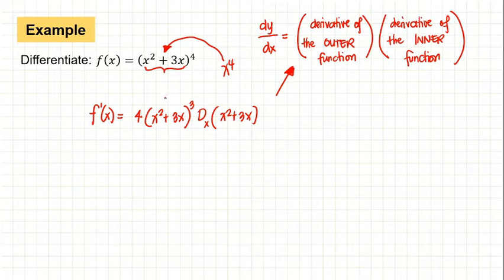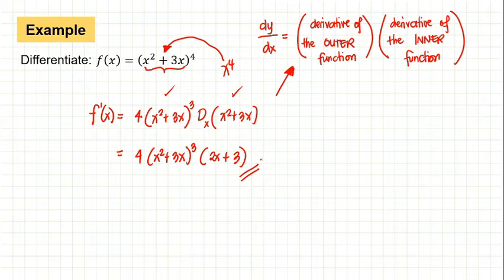So we are done with the outer function. Next is the inner function. Differentiate x squared plus 3x using the differentiation rules na alam natin. So we will now have 4 times x squared plus 3x raised to the power of 3. Then differentiate this one. So x squared is just 2x and 3x is just 3. So we now have this derivative. And this is now our final answer.